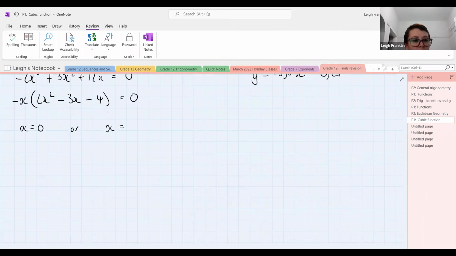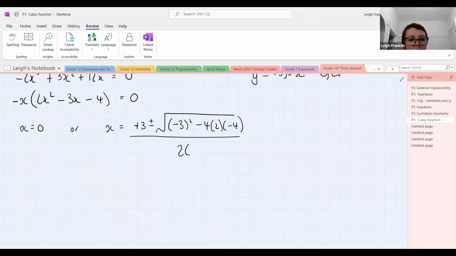is equal to negative b, so that's going to be equal to positive 3 plus or minus the square root of b squared, so minus 3 squared minus 4. The value of a is 2, and the value of c is negative 4. All over 2a, which is 2 times 2.